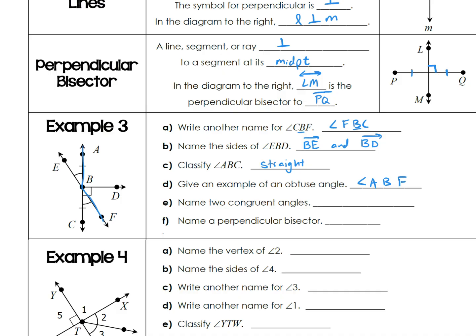Now, there are other examples. There are plenty that you could have picked from. Right off the top of my head, I can see EBC. So that would have been a good example as well.